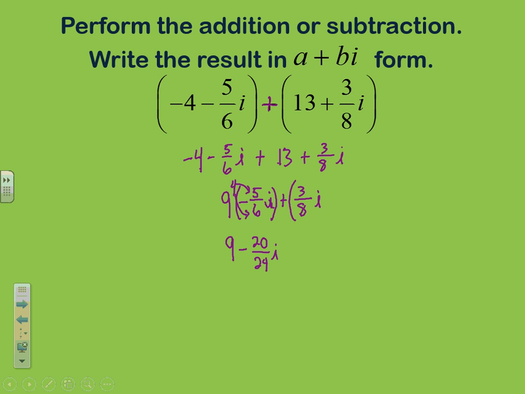And looking at this one, I'm going to multiply a 3 to the top and the bottom to get a common denominator here, and that will give me 9 over 24i.